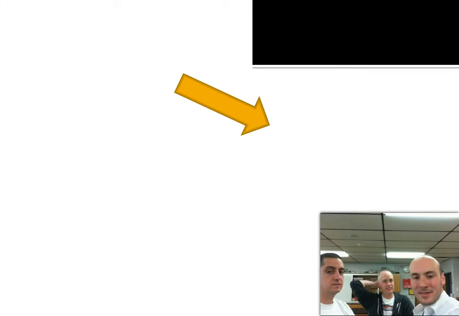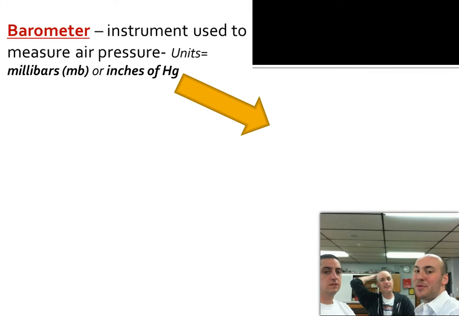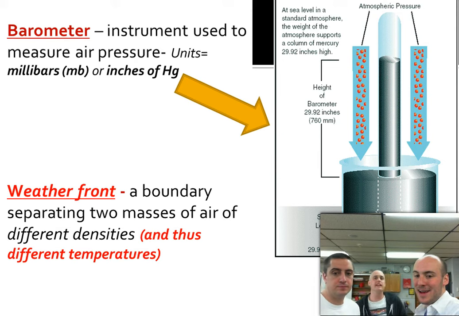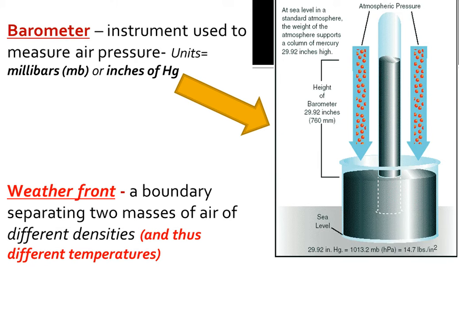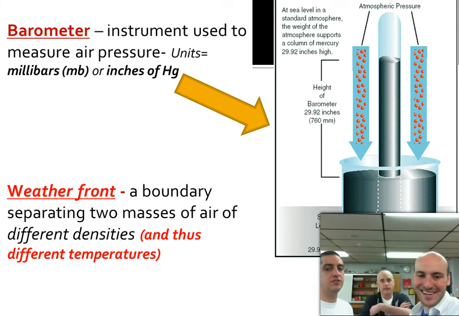But how do they measure this? How do they know these things? Well, they use something called a barometer. Now this shows a pretty old-fashioned barometer, that is, old school. Mercury in a bowl and everything like that, or not a bowl, but a container. It gives you the idea, though.